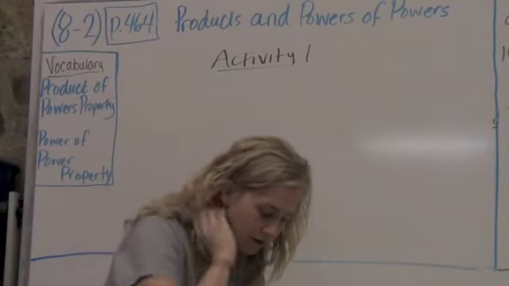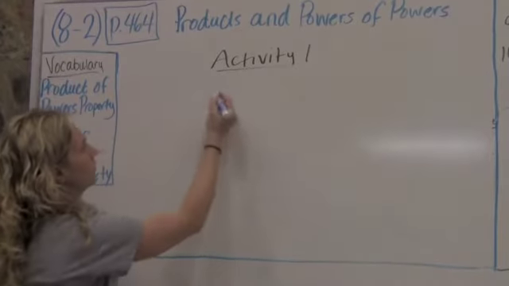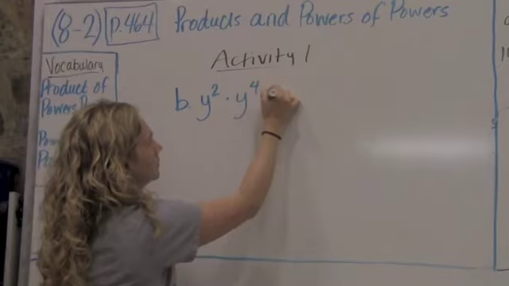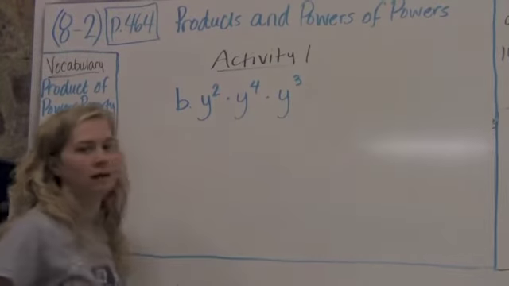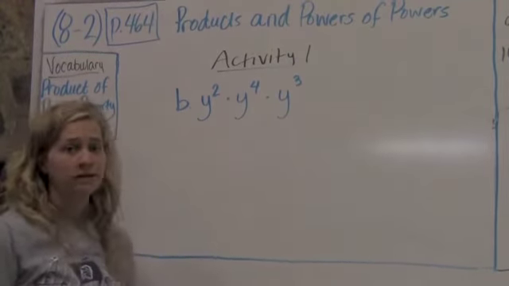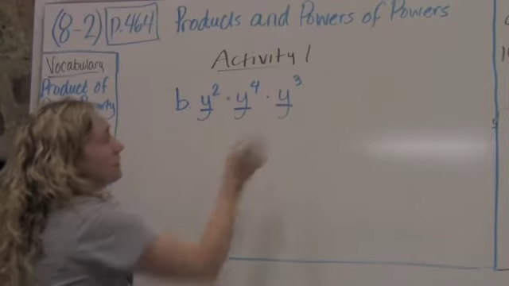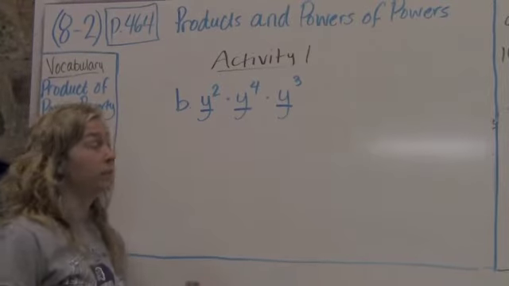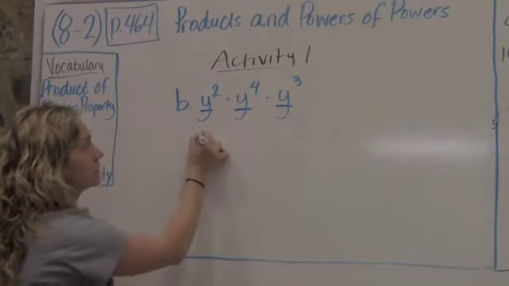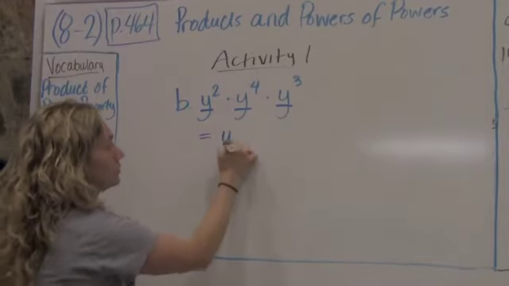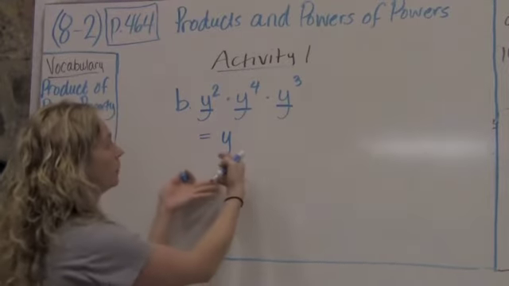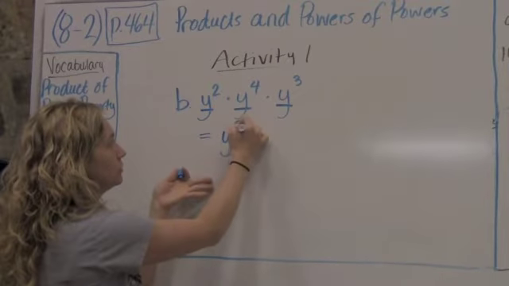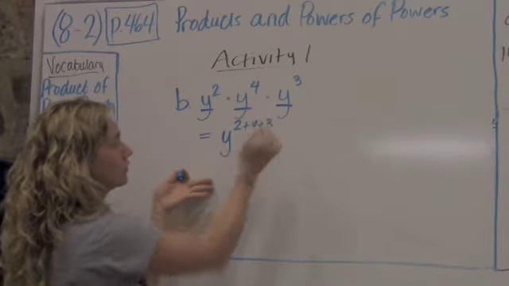B says y squared times y to the fourth times y third. Okay, so again, check your base. You have a product of three different variables that are powers that all have the same base. So we're just going to use the product of powers property, and we're going to say y is the base raised to the 2 plus 4 plus 3.